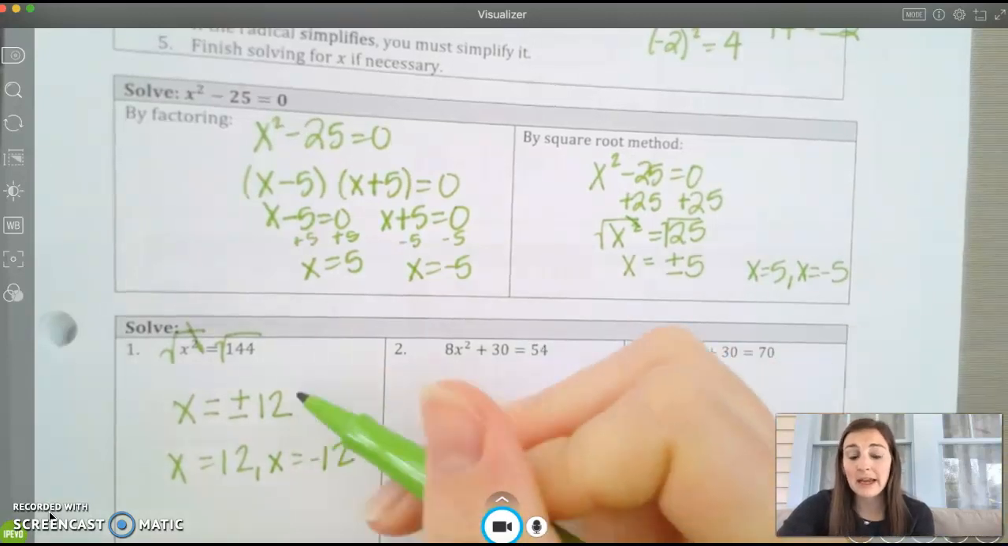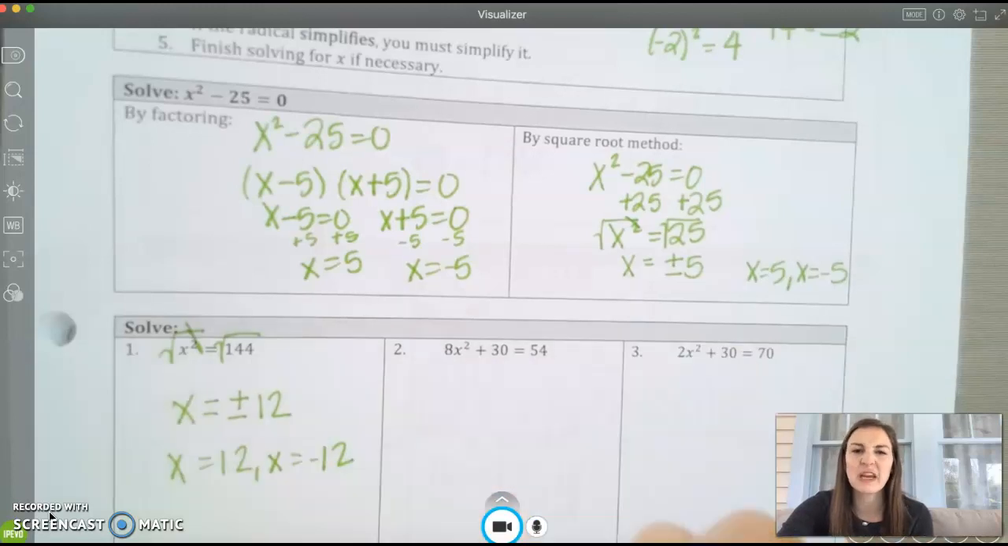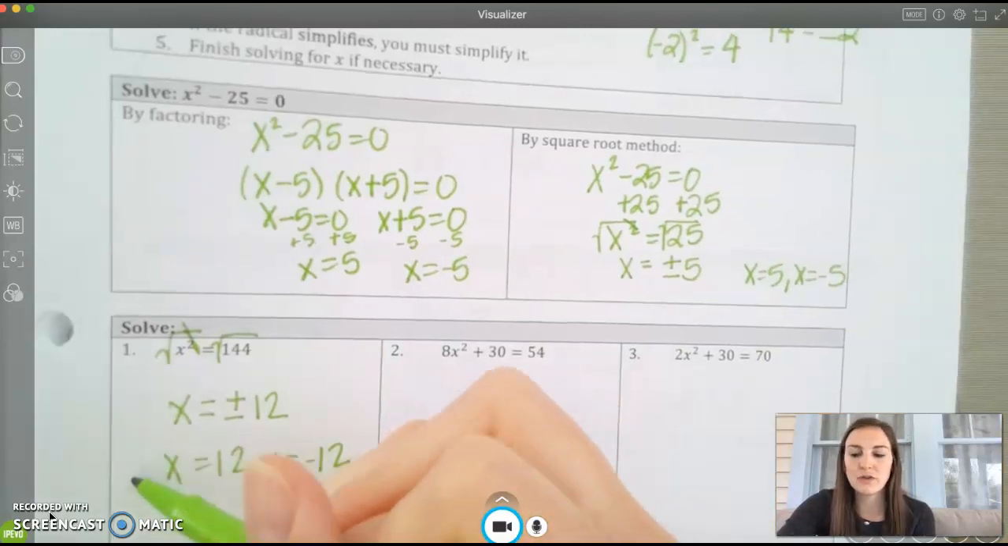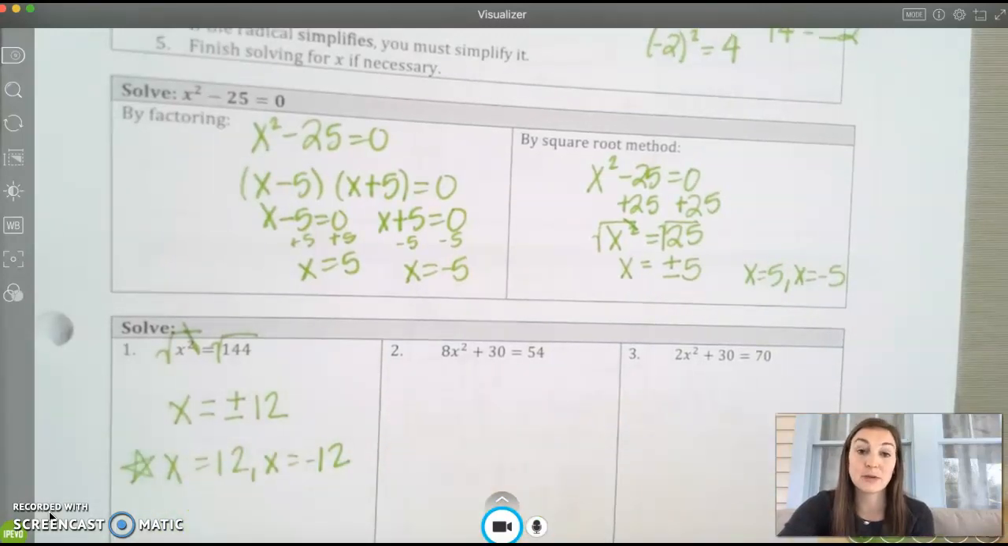I don't mind which format you leave it in. Just be careful on assessments, if it asks you to write it as 1 or 2. On your notes, you can write it as either, but typically our answer is x equals 12 and x equals negative 12.